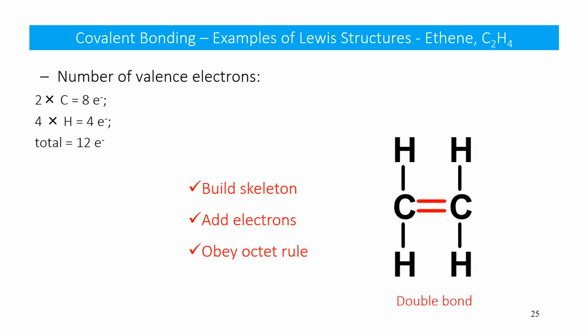And so we end up with this. This is the Lewis structure for ethene. And you can see that in ethene, there is a double bond between the two carbons, what we call a carbon-carbon double bond.